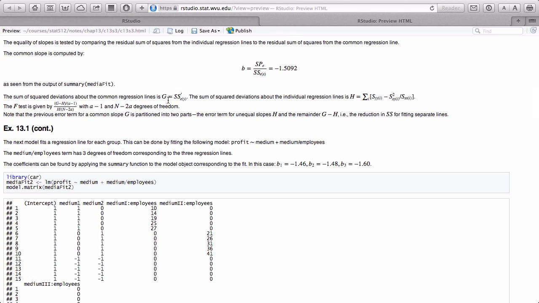So I'm going to take the difference in the sum of squares and divide by A minus 1. And then I'm going to divide that by H, divided by the degrees of freedom from fitting different lines, and that's capital N minus 2A.